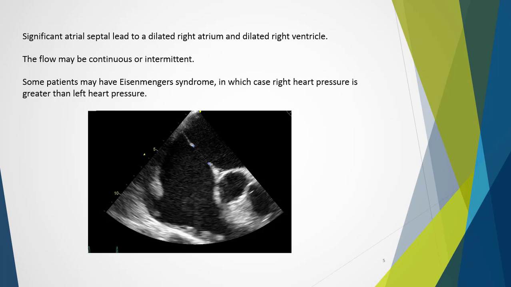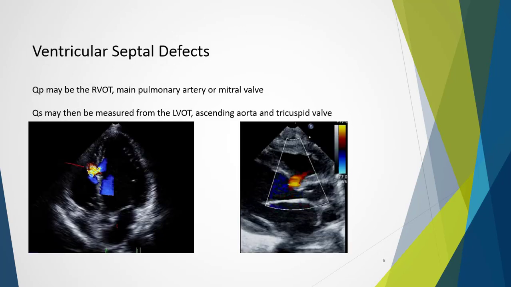The atrium is a filling chamber or reservoir, so it dilates due to the extra volume. The right ventricle dilates in response to the volume overload that we see. In rare instances, a patient may have Eisenmenger syndrome, in which case the right heart pressures rival that of the left heart, and so right to left shunting may be demonstrated.